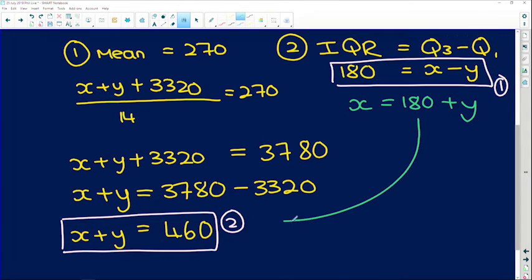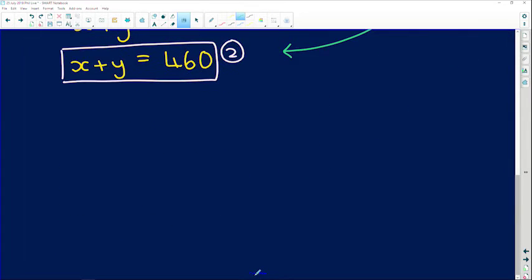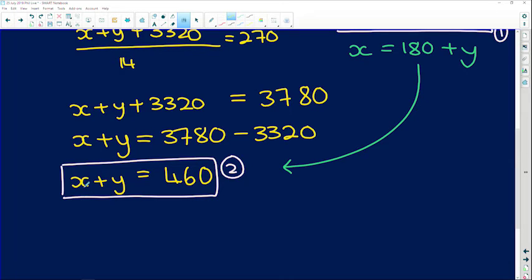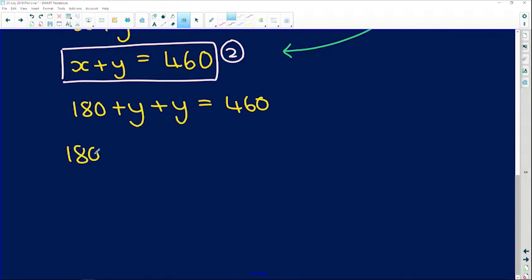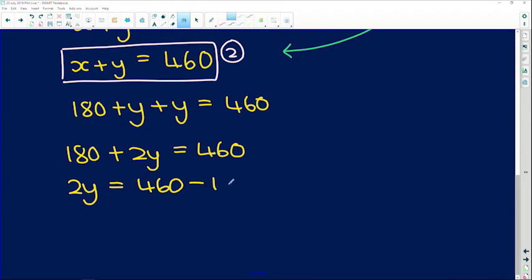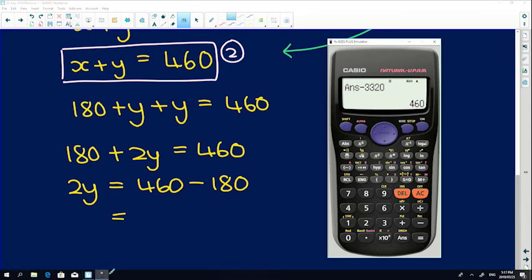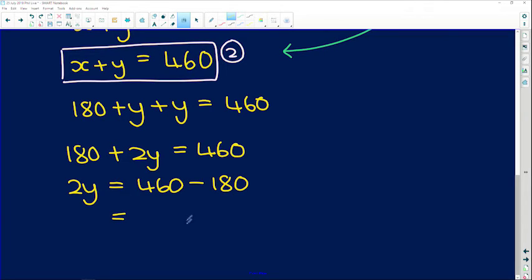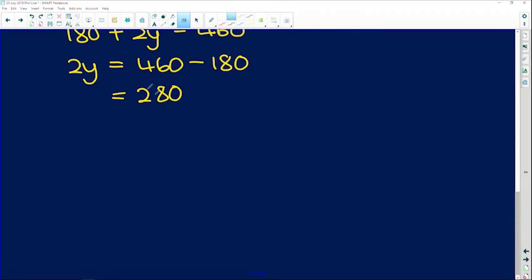So now we substitute this into this equation. So wherever we see an x, we substitute 180 plus y. So we have x, which is 180 plus y, plus y, don't forget that there's still a plus y on this side, is equal to 460. So that's going to give us 180 plus 2y is equal to 460. And now if we subtract 180 from both sides, we get 2y is equal to 460 minus 180, which is 280. And so if we divide both sides of the equation by 2, we get that y is equal to 140.